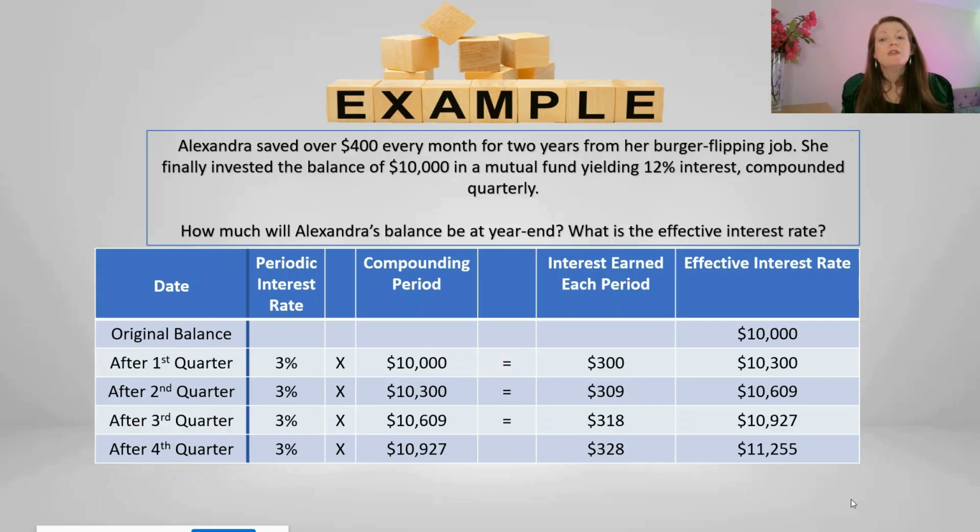Okay, so then when she goes into the second quarter, she's getting 3% on the $10,300. And that keeps growing and happening. And then at the end of the year, she did not just get the extra 12%. She got the 3% broken out, and then it compounded each quarter. So it grew to $11,255. If it didn't compound quarterly and it just did it once a year, she would have had $11,200.